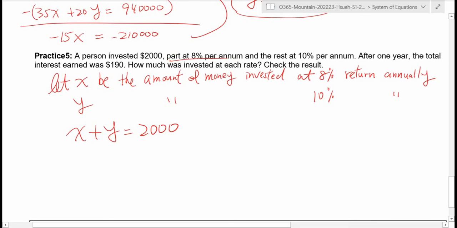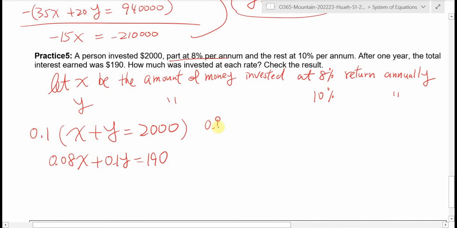Part at 8%. So for the X amount, we are getting 8% in return. So 0.08 times X will tell us how much interest we earned from that account. 0.1y, again, that will tell us how much money we earn from that account, and the total amount of interest we earn is $190. Okay, so from here, I'm going to multiply the first equation by 0.1.